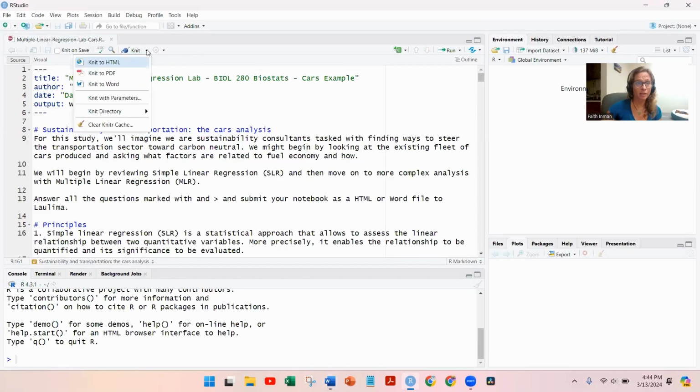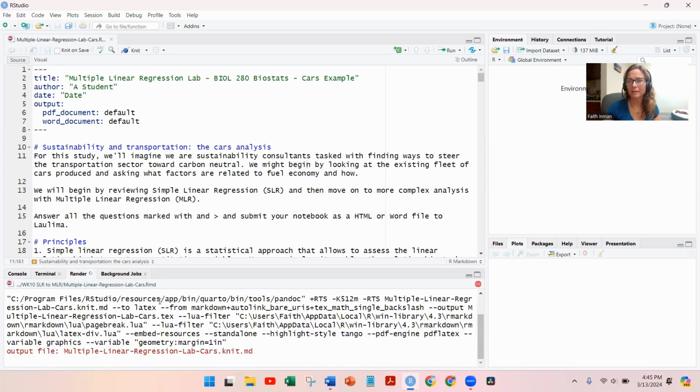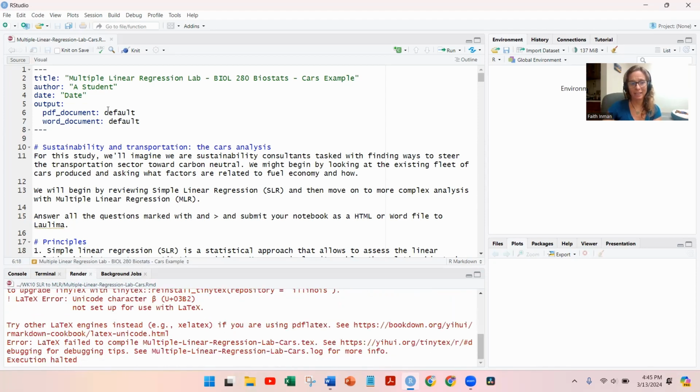There's another option here I'd like to show you, knit to PDF. Now, the first time you knit to PDF, it's going to ask you to install LaTeX. Go ahead and install LaTeX. Google it. You can figure it out. You don't have to, but you could. And then you will find that you have a PDF file. Very nice, very professional. There are two options I just gave you for knitting.